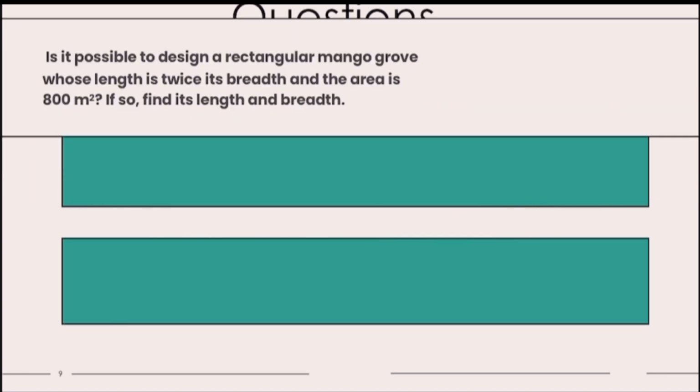One more question here. Is it possible to design a rectangular mango grove whose length is twice its breadth and the area is 800 meters square? If so, find the length and breadth. Okay, here let's take the breadth of the mango grove as L and the length of the mango grove will be 2L. The area is 2L into L, which is 2L square. So 2L square is equal to 800. L square is equal to 800 by 2, which is 400. So L square minus 400 is equal to 0.